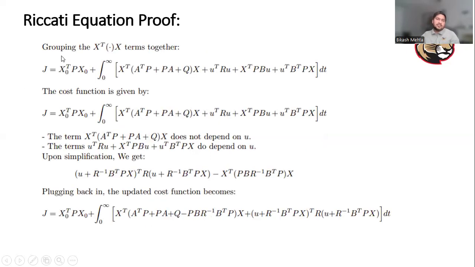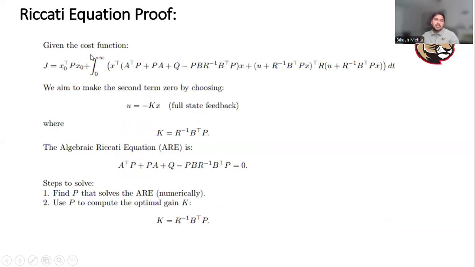Grouping these two together, we get our cost function as this one. So this is the same as this. As we can see, this expression does not depend upon u, but this expression does depend upon u. So we need to complete the square of this term, and upon simplification, we get this expression. After plugging back into the original cost function, we get the cost function as this term. We have already said that we need to minimize this cost function.